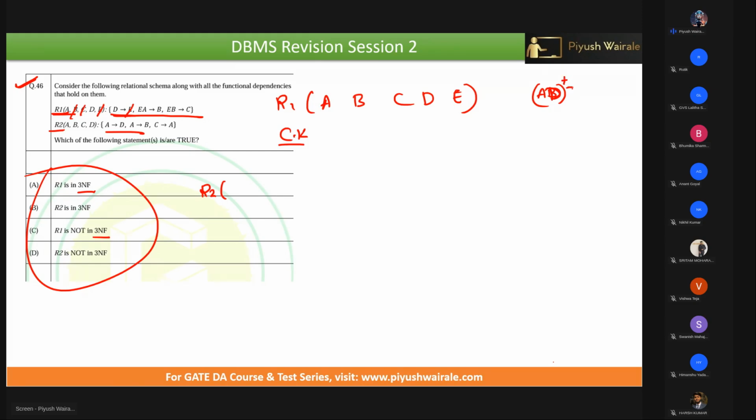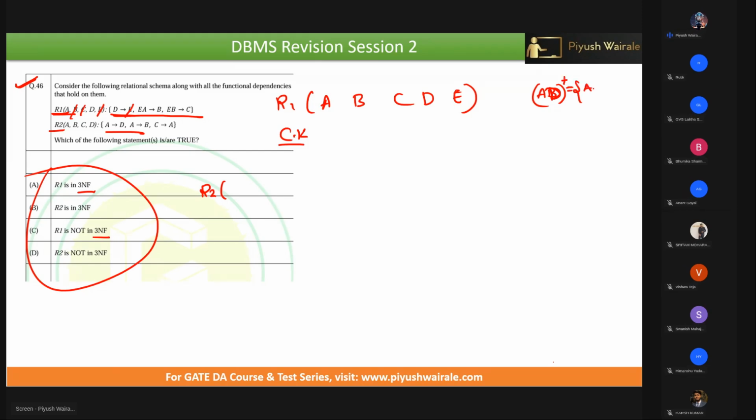So if I take the closure of AD, what am I going to get? From AD, it will be there. From D, I can get E. From AE, I can get B. And from EB, I can get C. So all attributes are there. So AD is basically my candidate key. So I got the candidate key for R1, right? What are prime attributes? A and D. What are non-prime attributes? The remaining attributes B, C, and E are my non-prime attributes. That's it. Now tell me, is it in 3NF or not in 3NF?